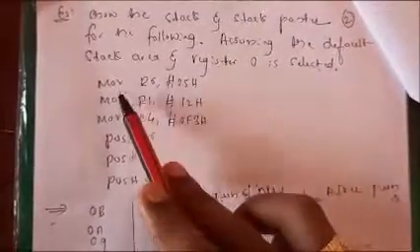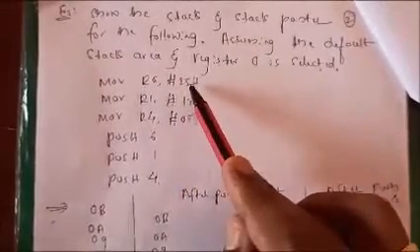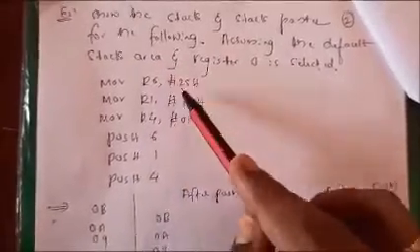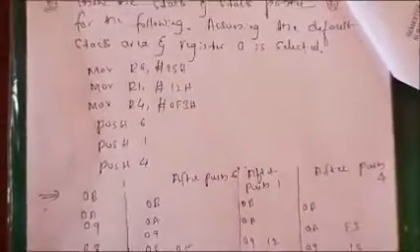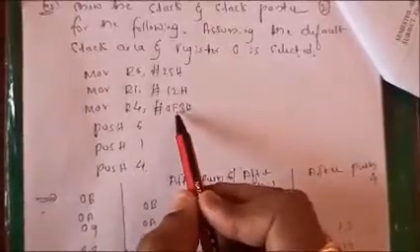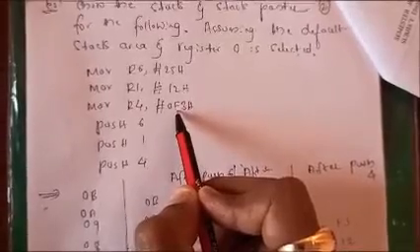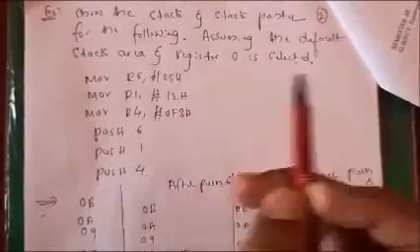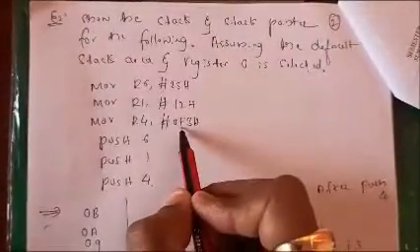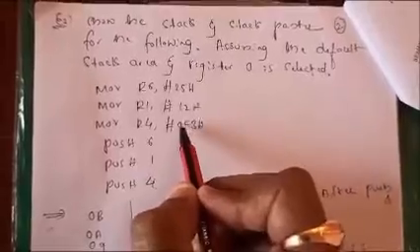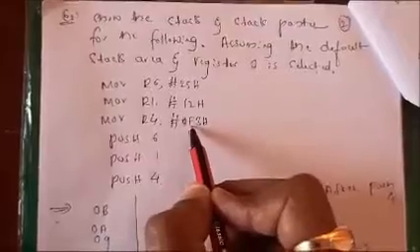The program given here is: move space R6 comma hash 25h, and R1 with 12h, meaning 25 is loaded to R6, 12 is also loaded to R1, and 0F3 is loaded to R4. One more thing you need to understand: this is the LSB digit and this is the MSB digit. When the MSB digit is a character from A to F, that means A, B, C, D, E, F, you need to write a zero in front. That is the way of representing such values.